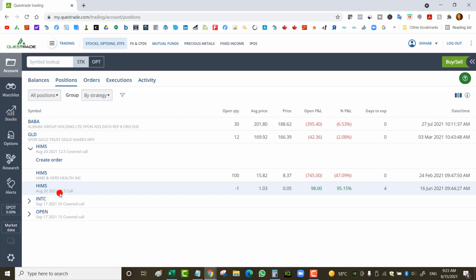And then I'm going to sell a call option at the 12.5 strike. But sadly, if I go to September, it's going to be worth maybe 20 cents. I might have to go further away to collect a bigger credit.